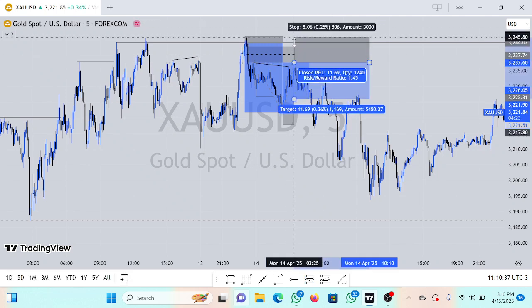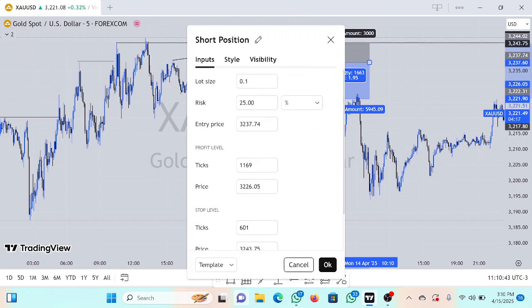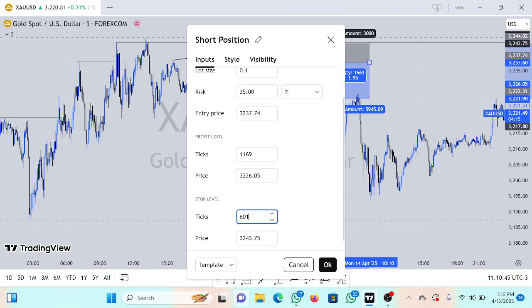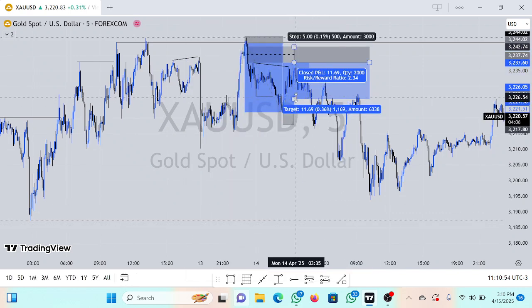Our SL should be 50 pips because we are trading the fair value gap. So right now, where should our take profit be?